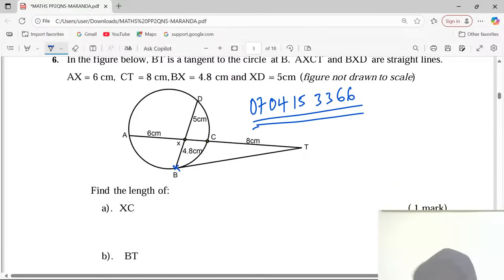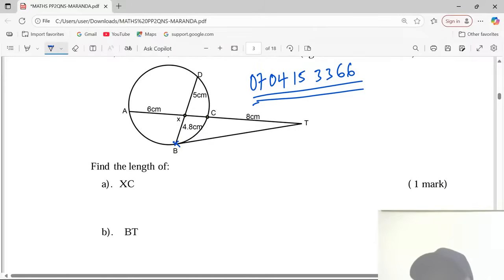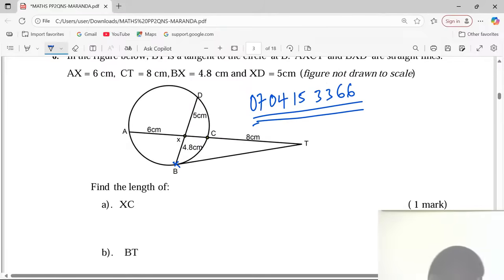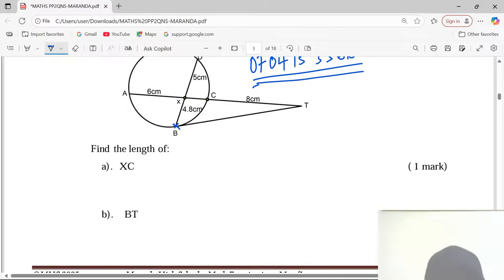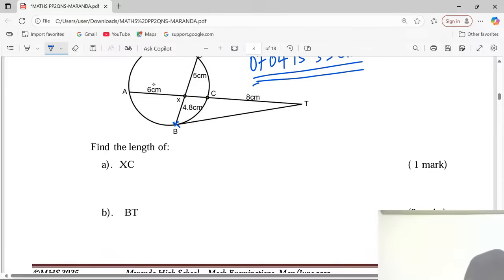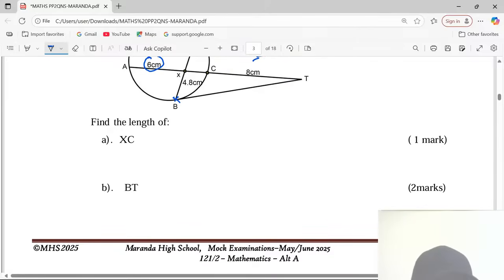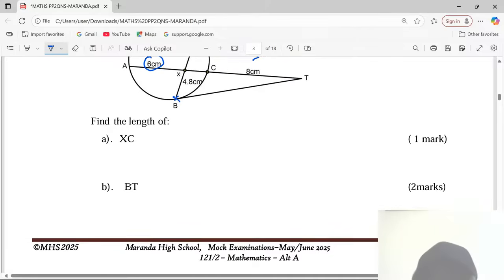The figure is not drawn to scale, so the measurements cannot be measured directly from the diagram. They're just indicated. So if it is 6, you can't measure to discover that it is 6. It is just an illustration. Find the length of XC.